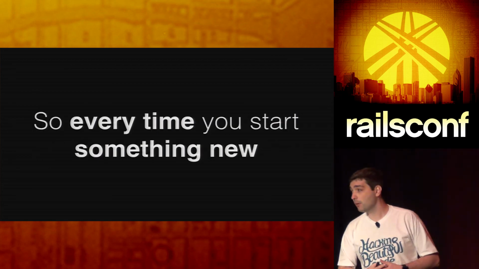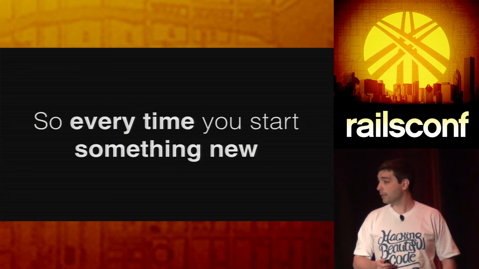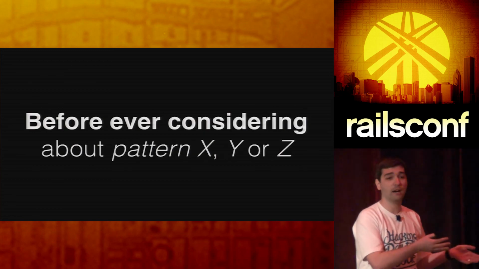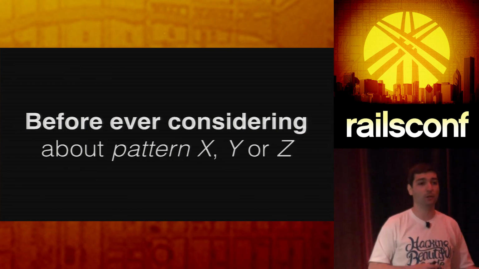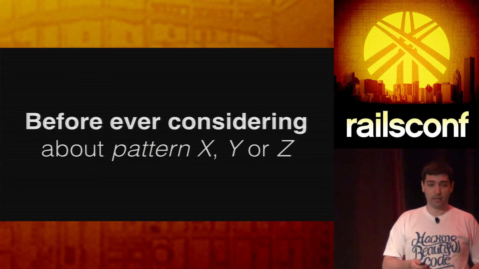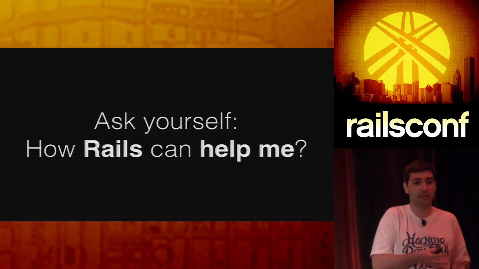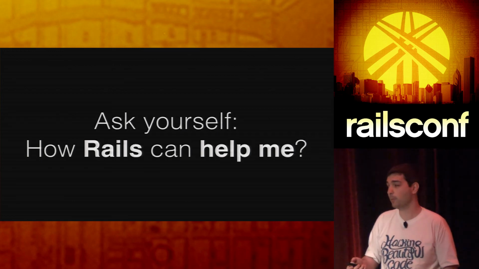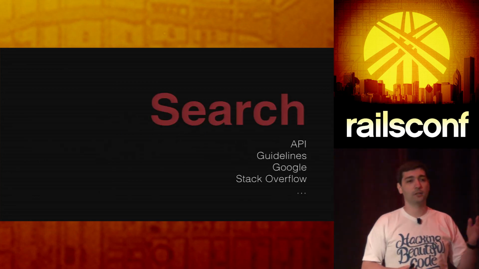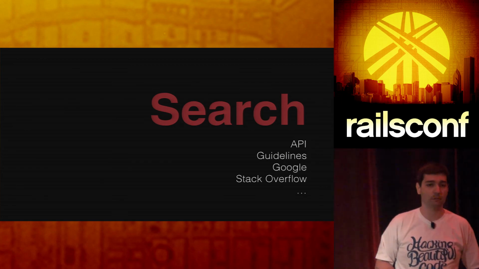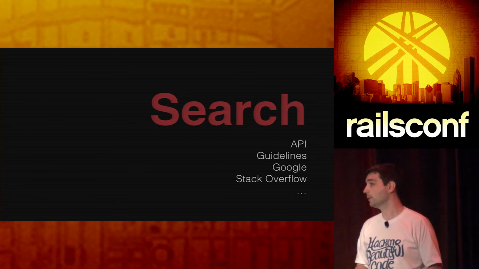And so every time you start something new, just stop a little bit and think. Think before actually going after patterns, and think if this design pattern is going to help me, or whatever. Ask yourself, can Rails help me in something? Can Rails do something that I'm trying to do here more easily? Can it help me? Can it do something for me? Right? So, do some search first. Go to API, go to guidelines, Google, Stack Overflow, whatever. There are a lot of places over the internet. Try to search what we're looking at first before actually trying to implement something.